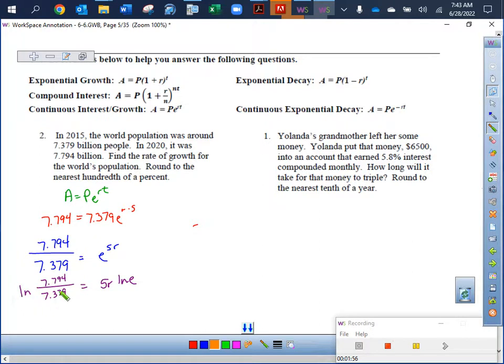So we'll have the natural log of this weird fraction right here, and the exponent comes down in front, and then you get the natural log of e, which is a beautiful number. Natural log of e is really 1, so we can just strike that out. And then the final move is to divide both sides by 5.